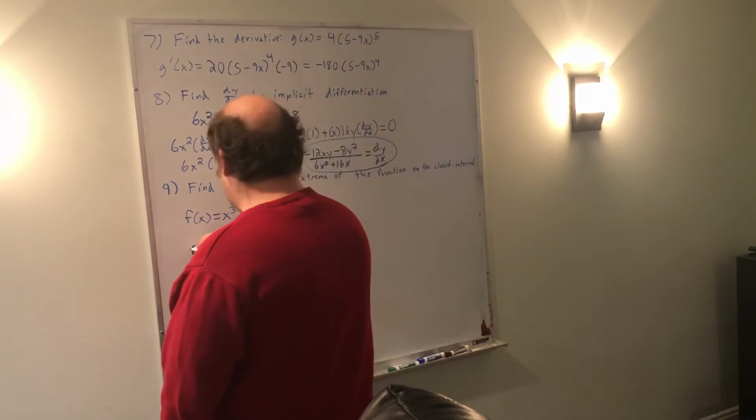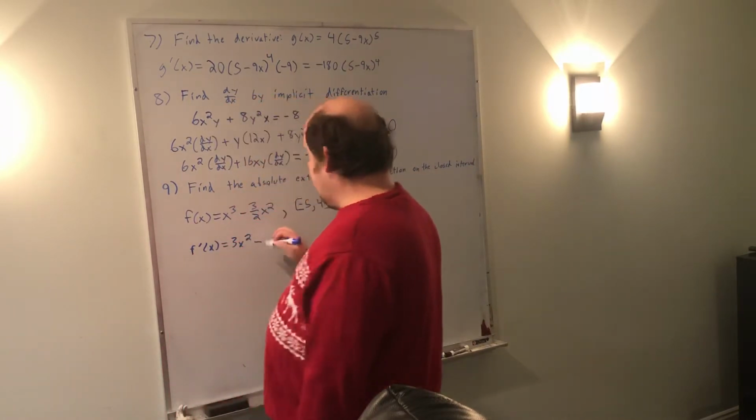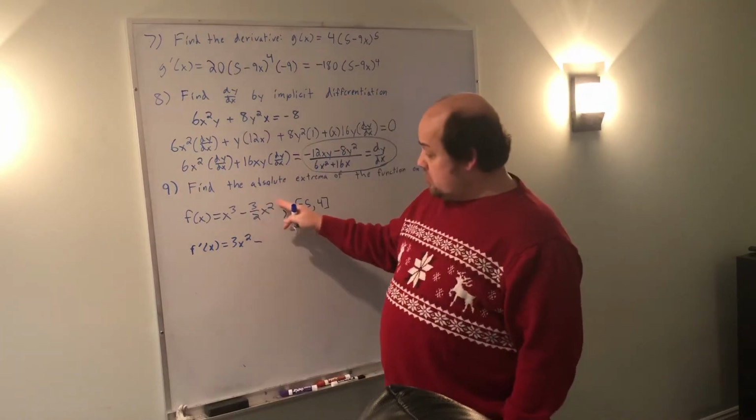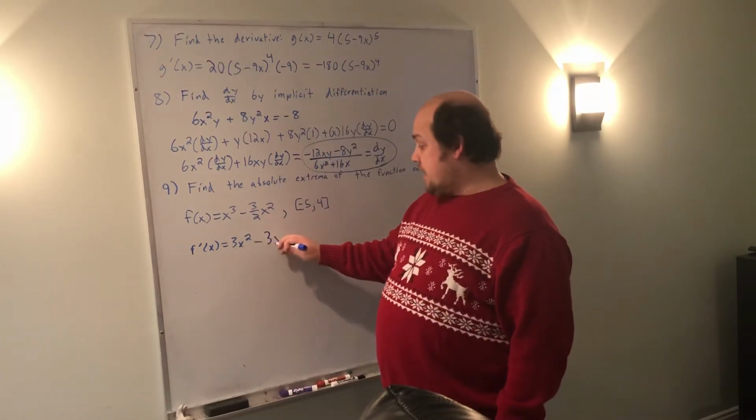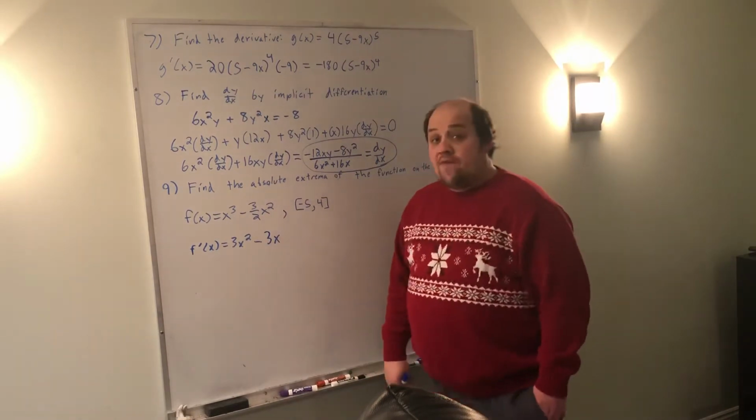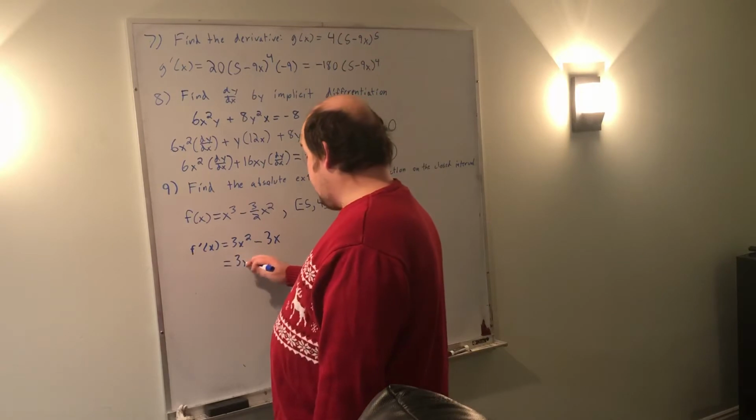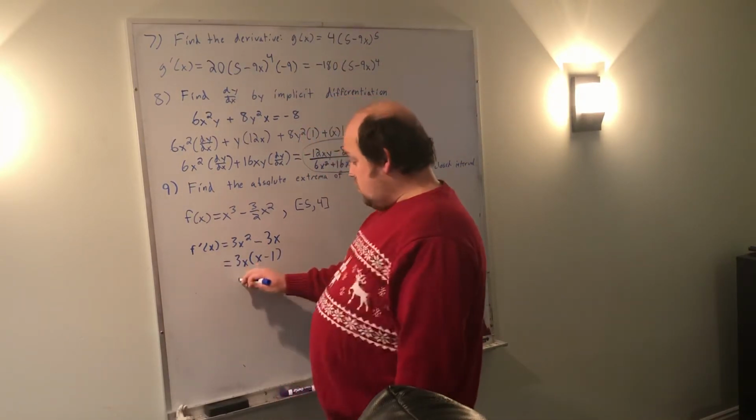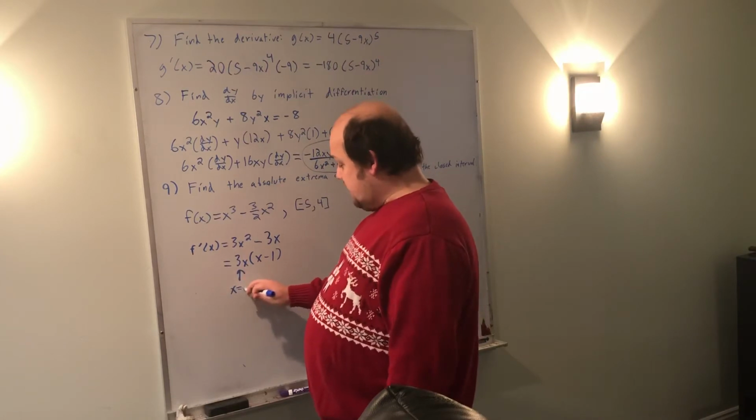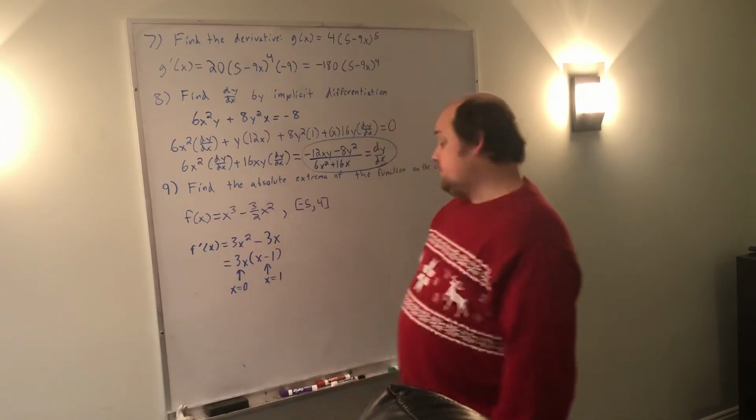Here the derivative would be f prime of x equals 3x squared minus, when this squared comes down, 2 times this half goes away, and I'm just left with 3x. If I want to factor 3x squared minus 3x, I can pull a 3x out of both of them, and that's going to leave me with x minus 1. What makes this 0 is x equals 0. What makes this 0 is x equals 1.